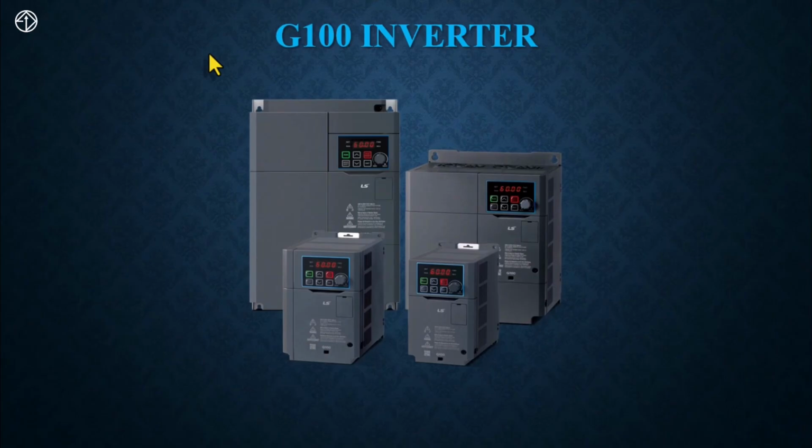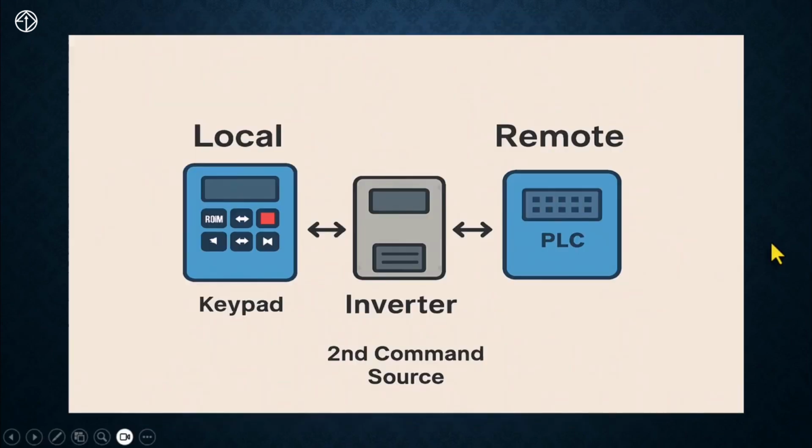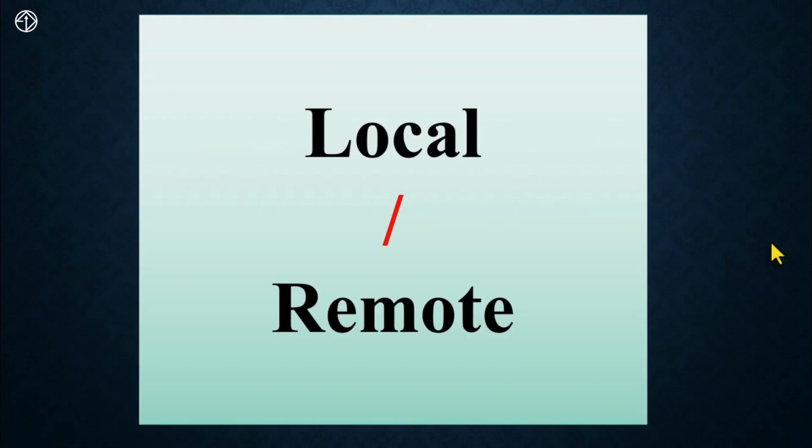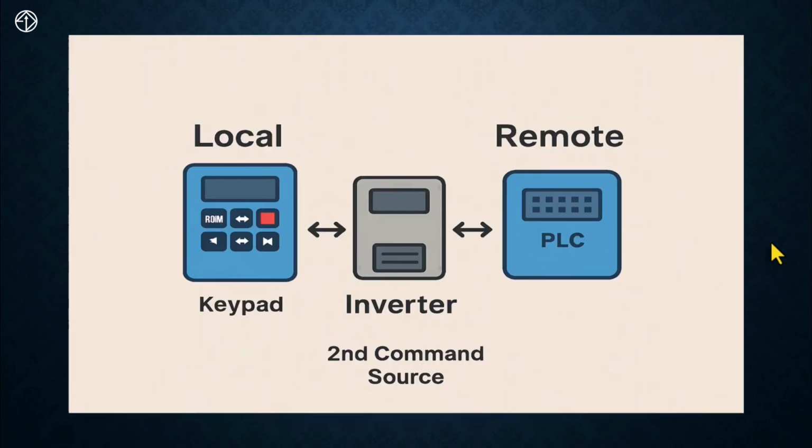Hello friends, in continuation of the instructional videos on the G100 inverter from LS brand, today we want to talk about the local remote feature on the G100 inverter. The second command source, or local remote, means that you can use a digital input, between 0 and 1, to control the inverter from two different points, both for start, stop and for frequency setting.